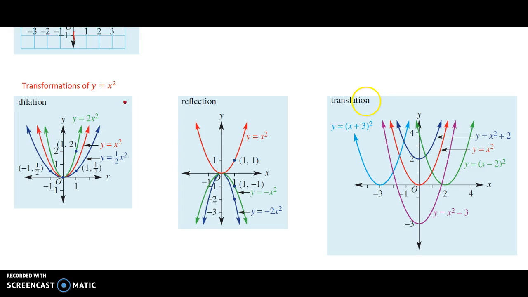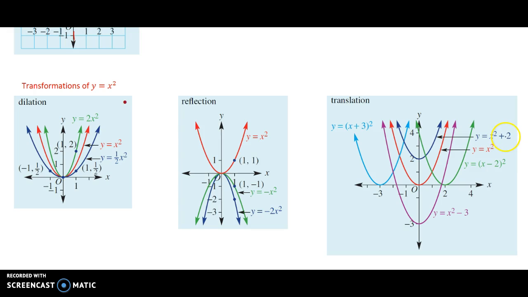So that's reflection. The last transformation we'll look at is translation. So translation refers to sliding the parabola along the x-axis or up and down the y-axis. So let's just make a note of our original parabola here, y equals x squared, this red one. Firstly, let's have a look at this dark blue parabola here. The rule for that one is y equals x squared plus 2.